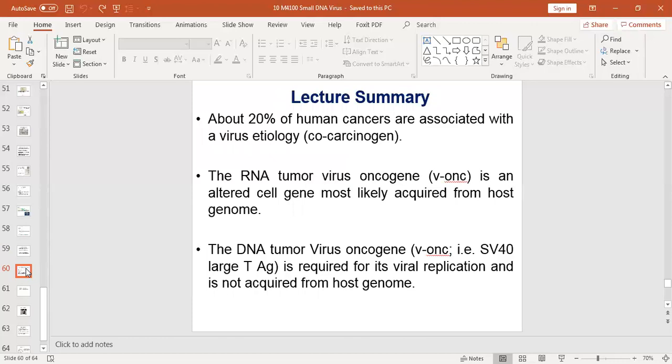We have oncogenes from those viruses that cause cancer, and their genome is RNA, or RNA tumor viruses. These viral oncogenes are altered host cell genes that are most likely acquired from the host cell genome, whereas the DNA tumor virus oncogenes, or V-oncs, a prime example of which would be SV40 large T antigen, are required for replication of the virus itself and are not acquired from the host cell genome.